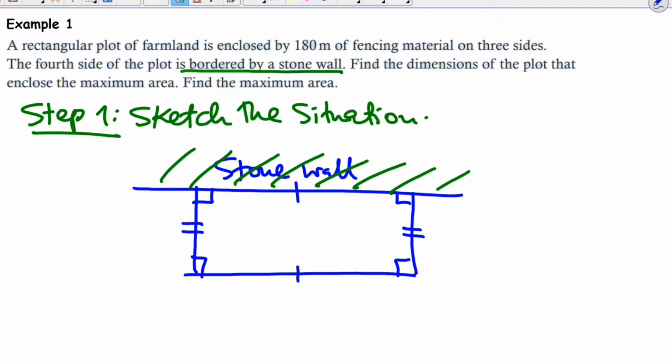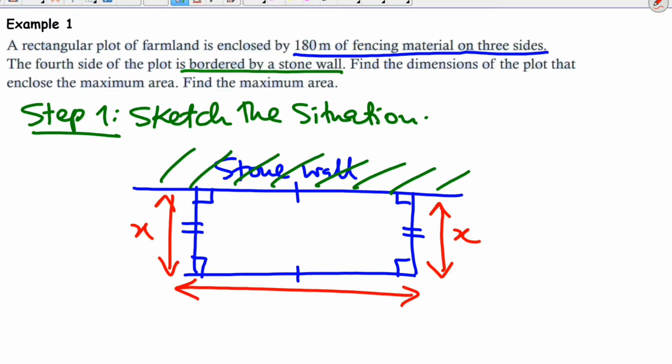Okay, so what else do we know? We know that we have 180 meters of fencing material on 3 sides. So what we can do here is say, let this side be x, which means that side will be x as well. And because we have 180 meters of fencing material, this side will be 180 minus 2x. And these are meters. So this is the situation.